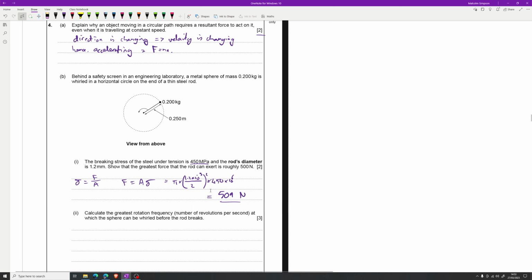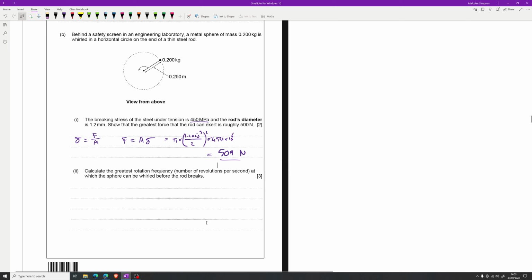Calculate the greatest rotation frequency, number of revolutions per second. That's an interesting quantity. That is not angular frequency. Be careful. Angular frequency is, of course, a number of radians per second. So this is total rotations per second. So that is going to be omega over 2 pi, at which the sphere can be whirled before the rod breaks.